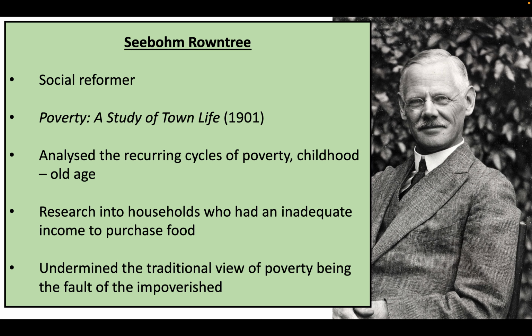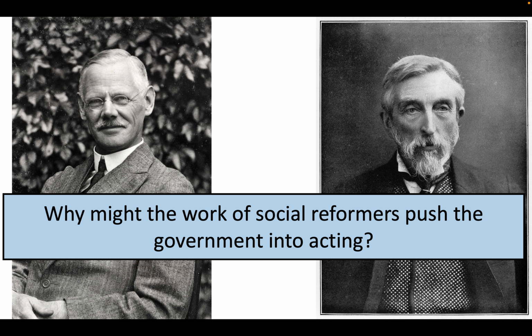So the fact that both Rowntree and Booth, working in York and London respectively, find that about 30% of the population, both in London and in York, are living in abject, entrenched poverty, reveals to the government that actually they need to do something.